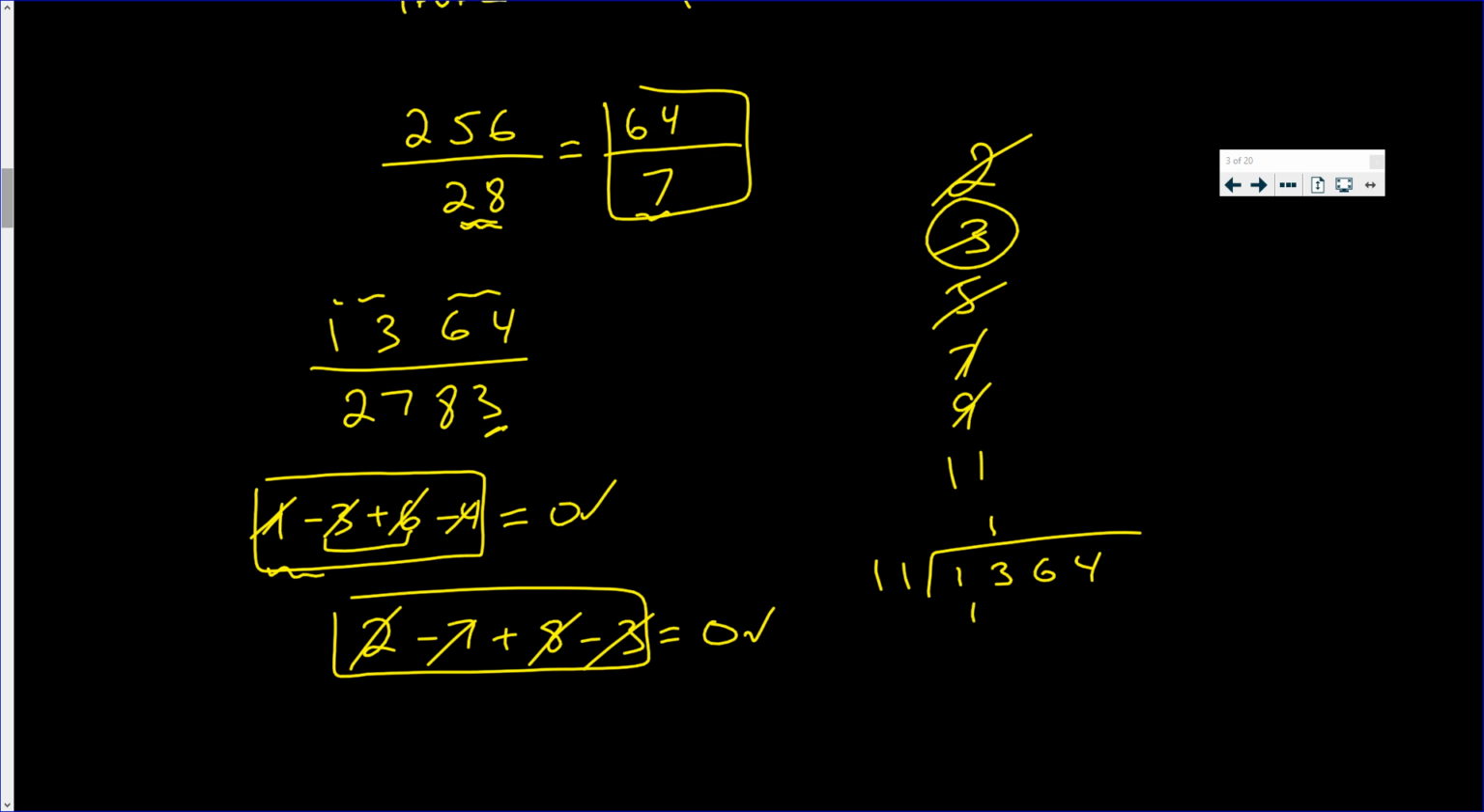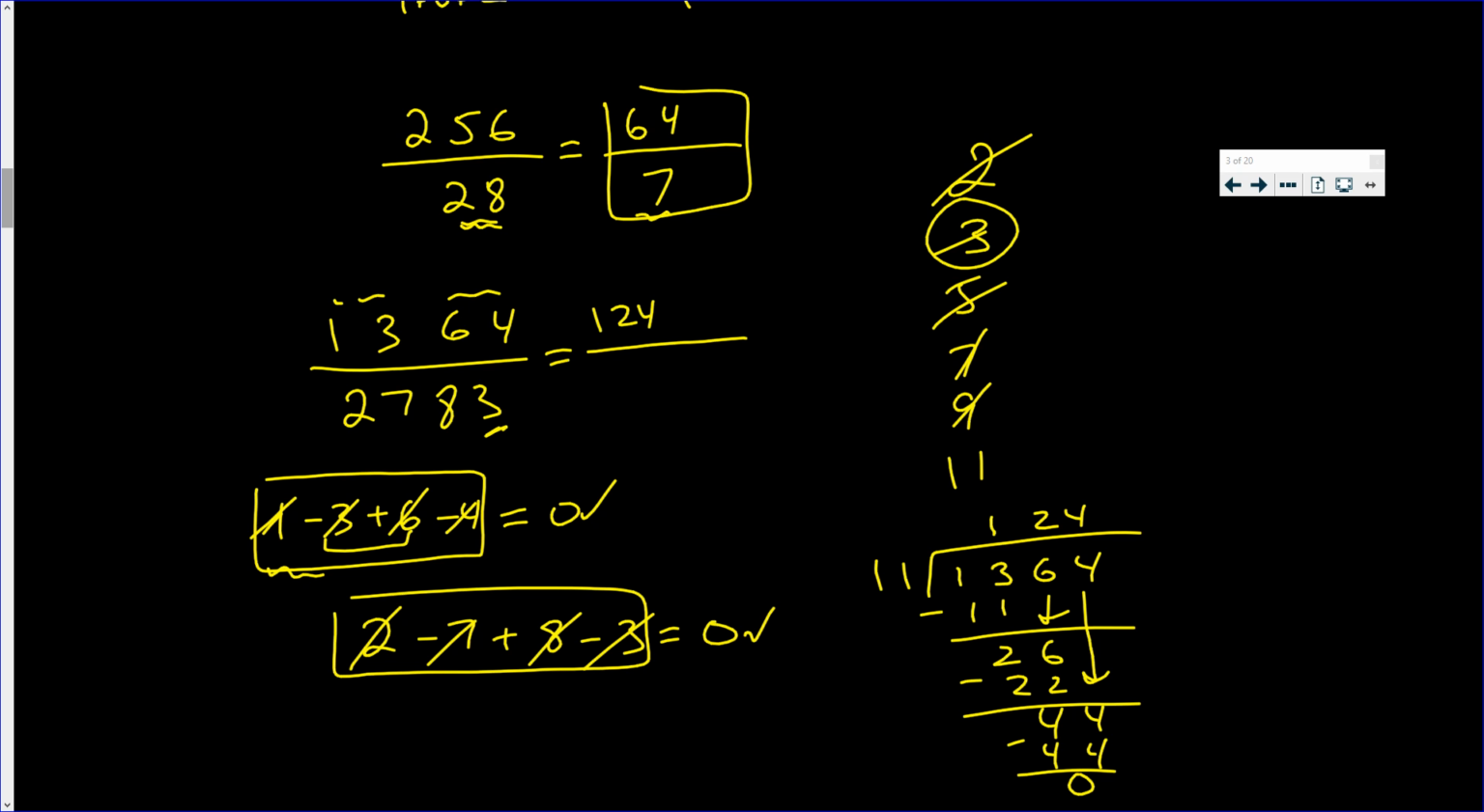11 goes in there 1 time with 2 left over. 11 goes into 26 2 times with 4 left over. And 11 goes into 44 4 times with nothing left over. So I divide the top number by 11, and I got 124. And now I know to divide the bottom number by 11 because the alternating sum difference was a multiple of 11.